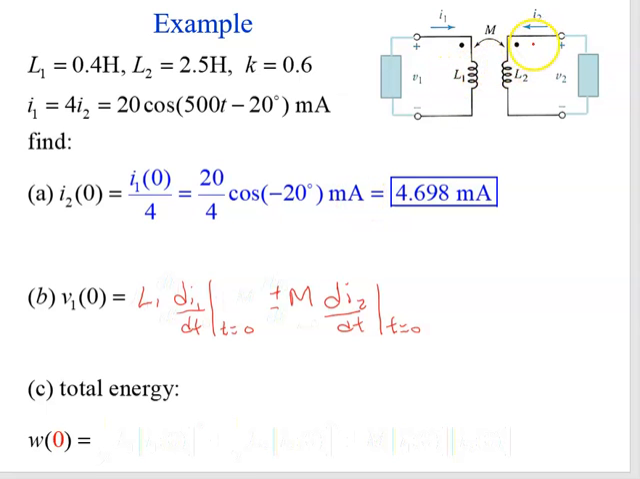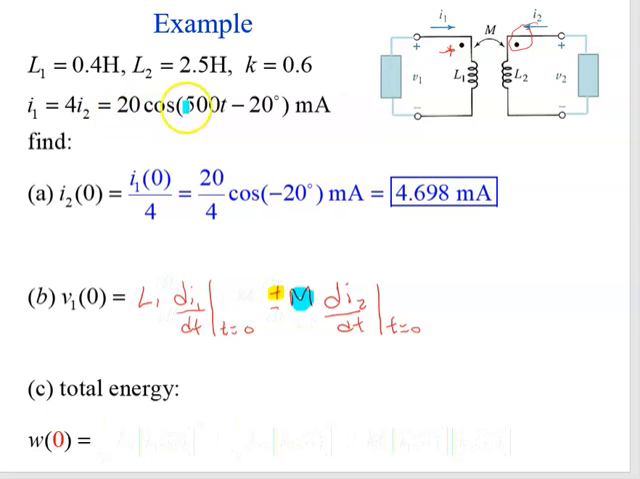To determine whether it's plus or minus, we see that I2 is flowing into the dot, so it's going to create a positive voltage reference up here at this dot, so we're going to choose the plus. So in fact, it's going to be plus M di2/dt. So we can calculate di1/dt at t equals 0. We're given I1, we're given I2. Those are calculable. But what about M? What about this mutual inductance here? How are we going to determine that?